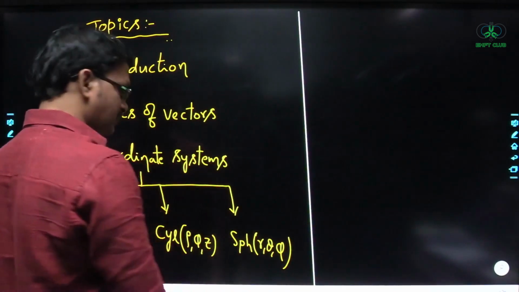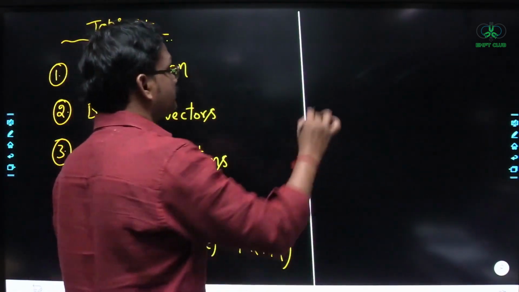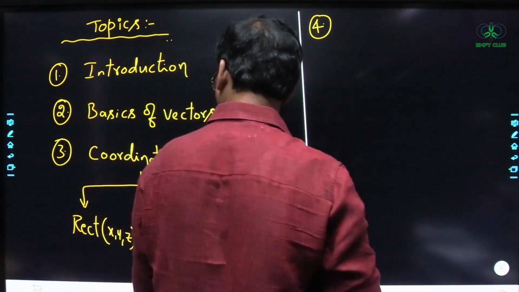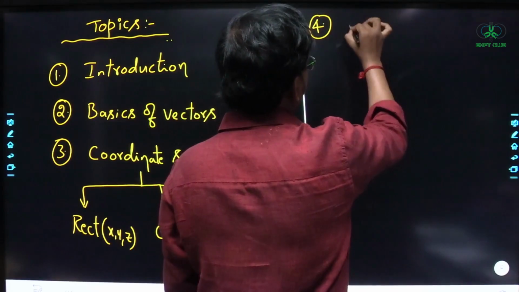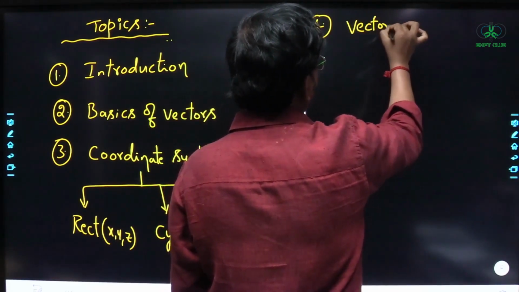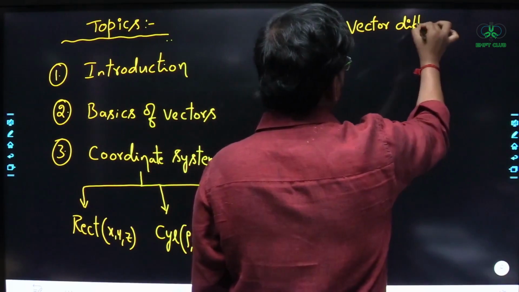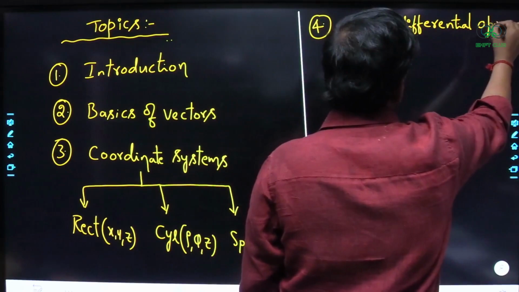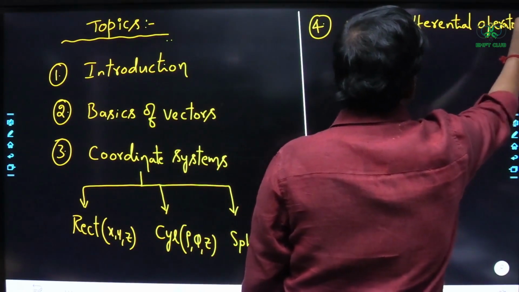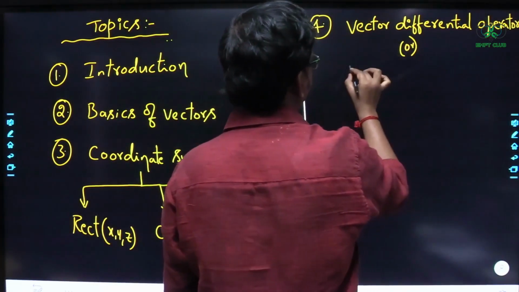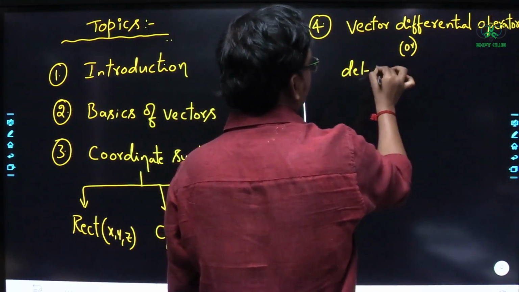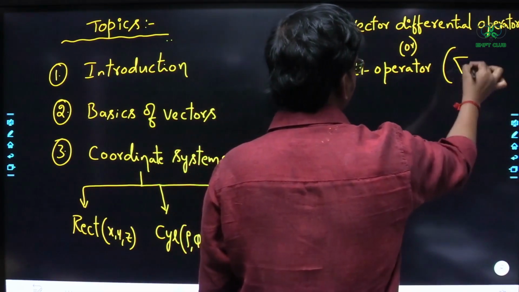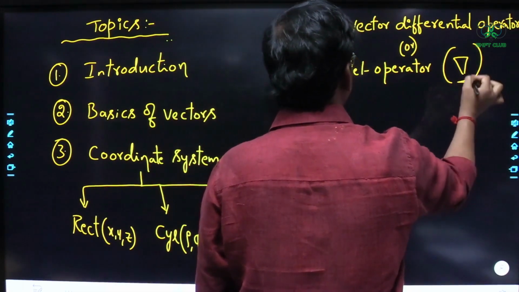Once we complete the coordinate systems, the fourth topic is the vector differential operator, or we can simply call it the del operator. Generally we will represent this with a del. This is the symbol that we are going to use.